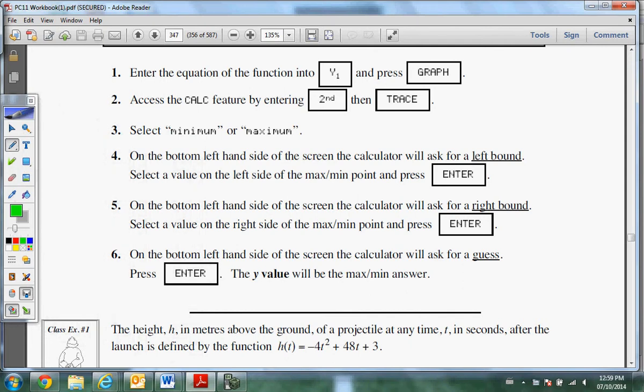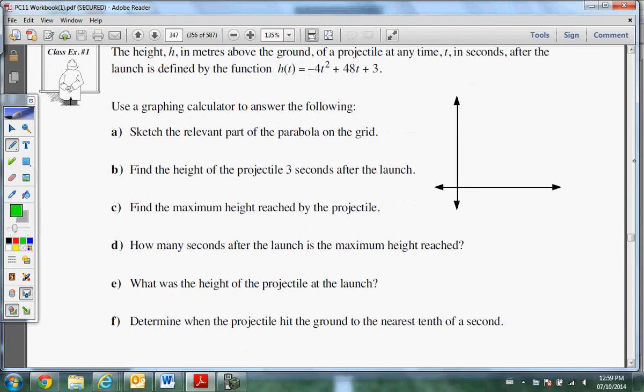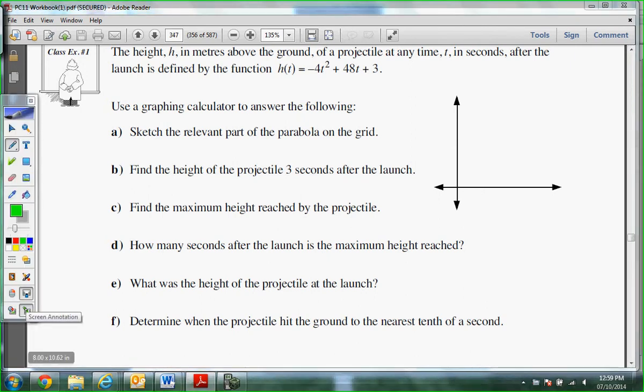Let's do the first example here. The height h in meters above the ground of a projectile at any time t in seconds after launch is defined by the function negative 4t squared plus 48t plus 3, with t being time, h being height. So one thing I want you to understand when they're saying stuff like this, what is the independent variable, time or height?